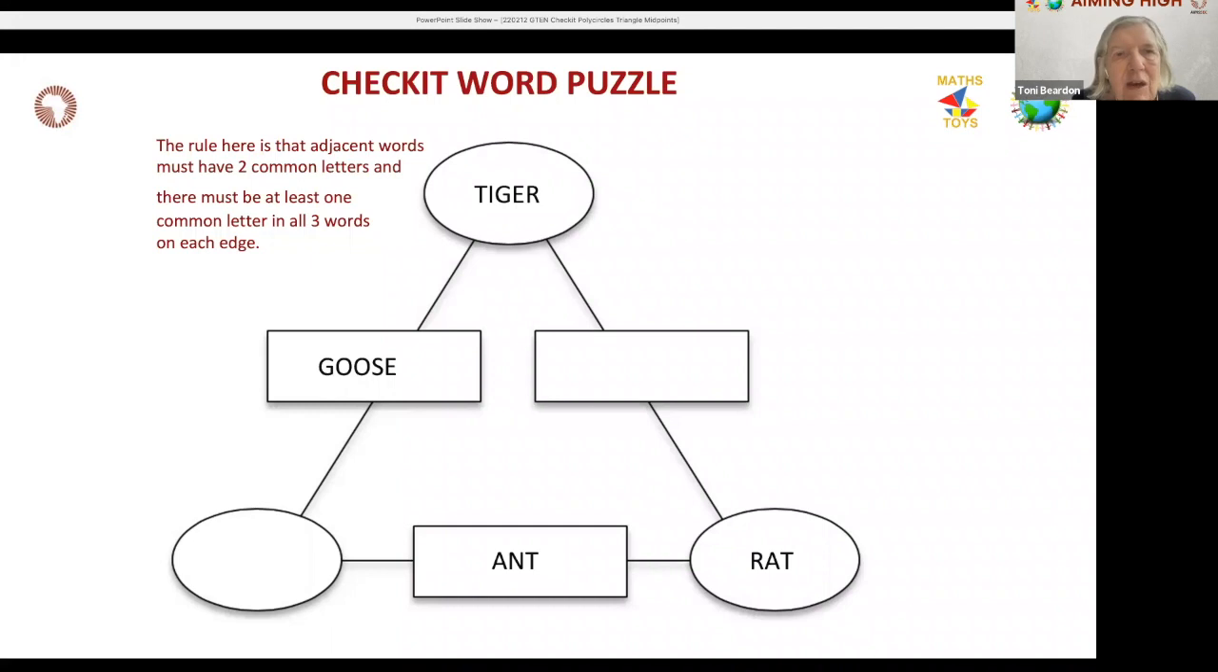You see there with tiger and goose, they have G and E in common, and with ant and rat, they have A and T in common, and tiger and rat, they've got R and T in common. But for the adjacent ones, the 2 to fill in, they only need to have 1 letter in common, to make it easier.